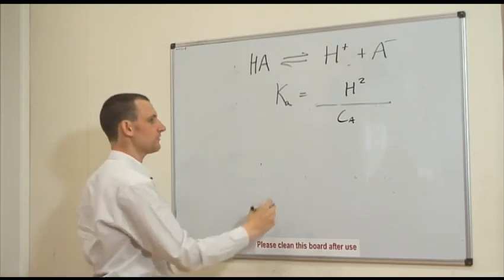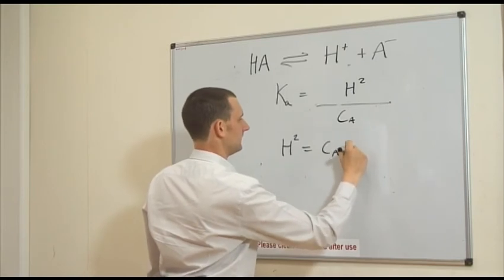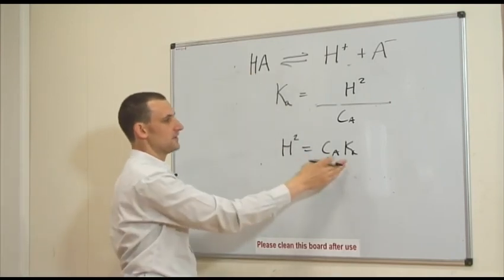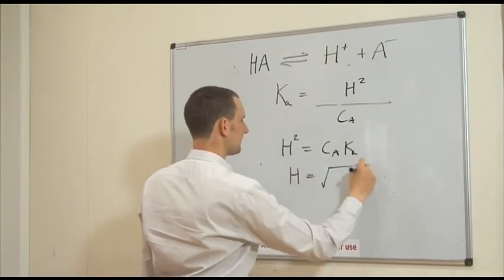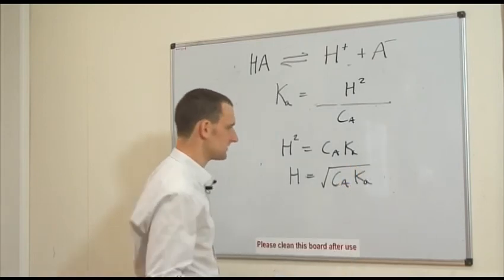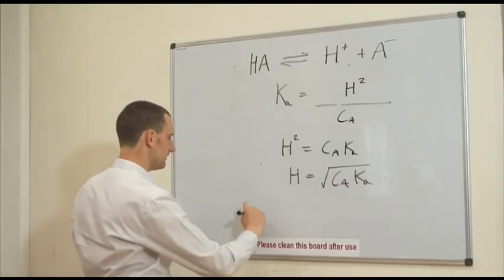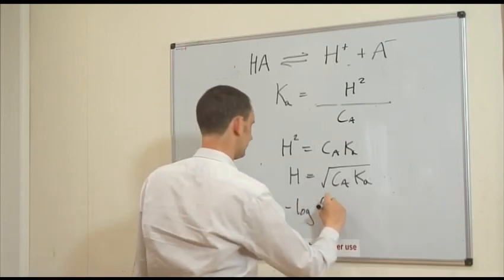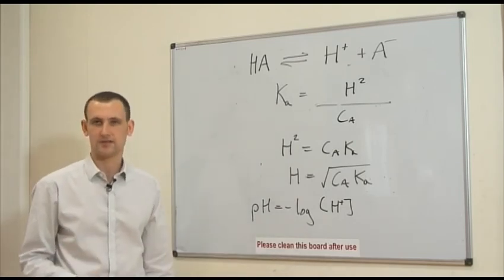We then have just a quite simple rearrangement so that H squared is equal to the initial concentration of the acid times the acidity constant, and that gives us H equals the square root of the initial concentration and the acidity constant. H here is the concentration of protons, so we can put that value into the pH equation, and it will give us the value of pH for a weak acid.